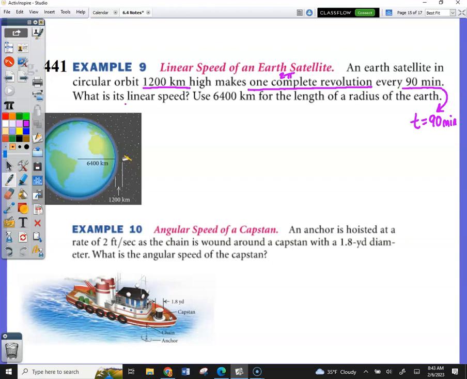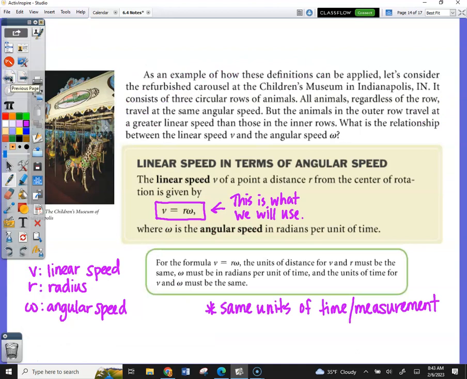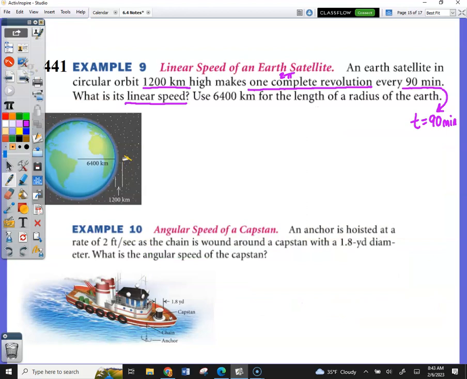Then the question says, what is the linear speed? Okay, let's go back to our formula. V equals R times angular speed. V is linear speed. So what is the linear speed? That means find V, right? I'm going to use the space at the top of the paper because this is going to get a little crowded to make some notes. First, what's the Earth's radius in this picture? The length of the Earth's radius? 6,400. Okay, so I'm going to make the Earth's radius equal 6,400 kilometers.